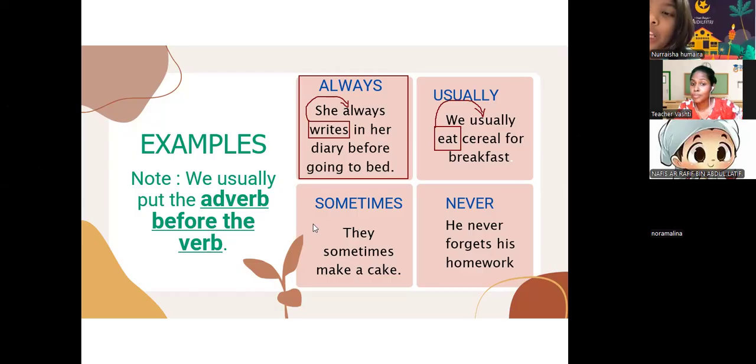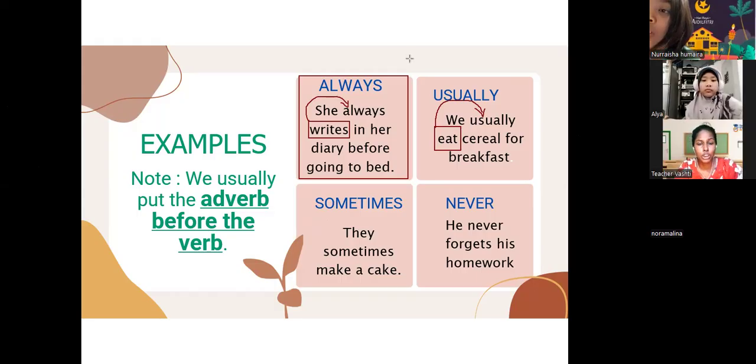Nuraisha, can you read for me sometimes? They sometimes make a cake. Which is the verb? Kata kerja. Make. So where do you put sometimes? Before the verb. Before the word make.